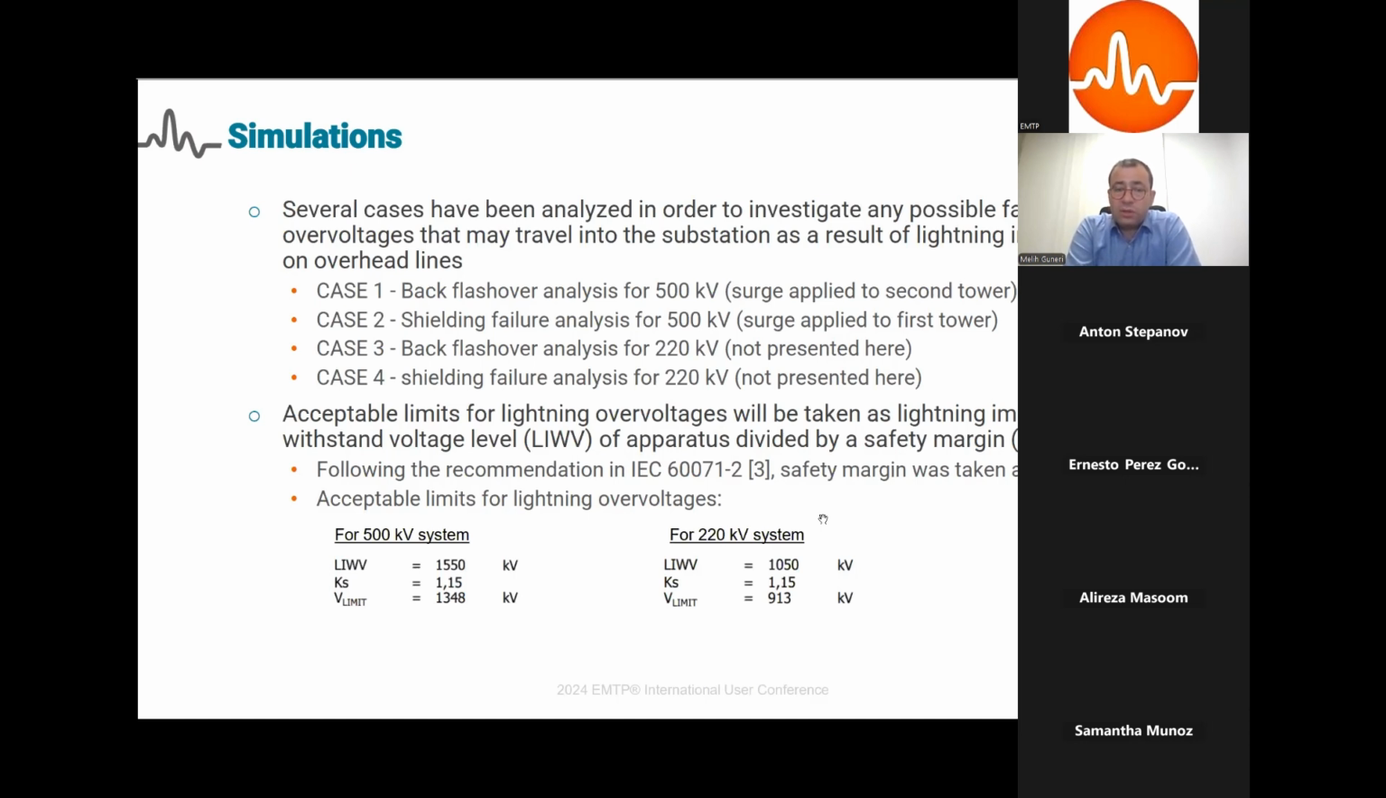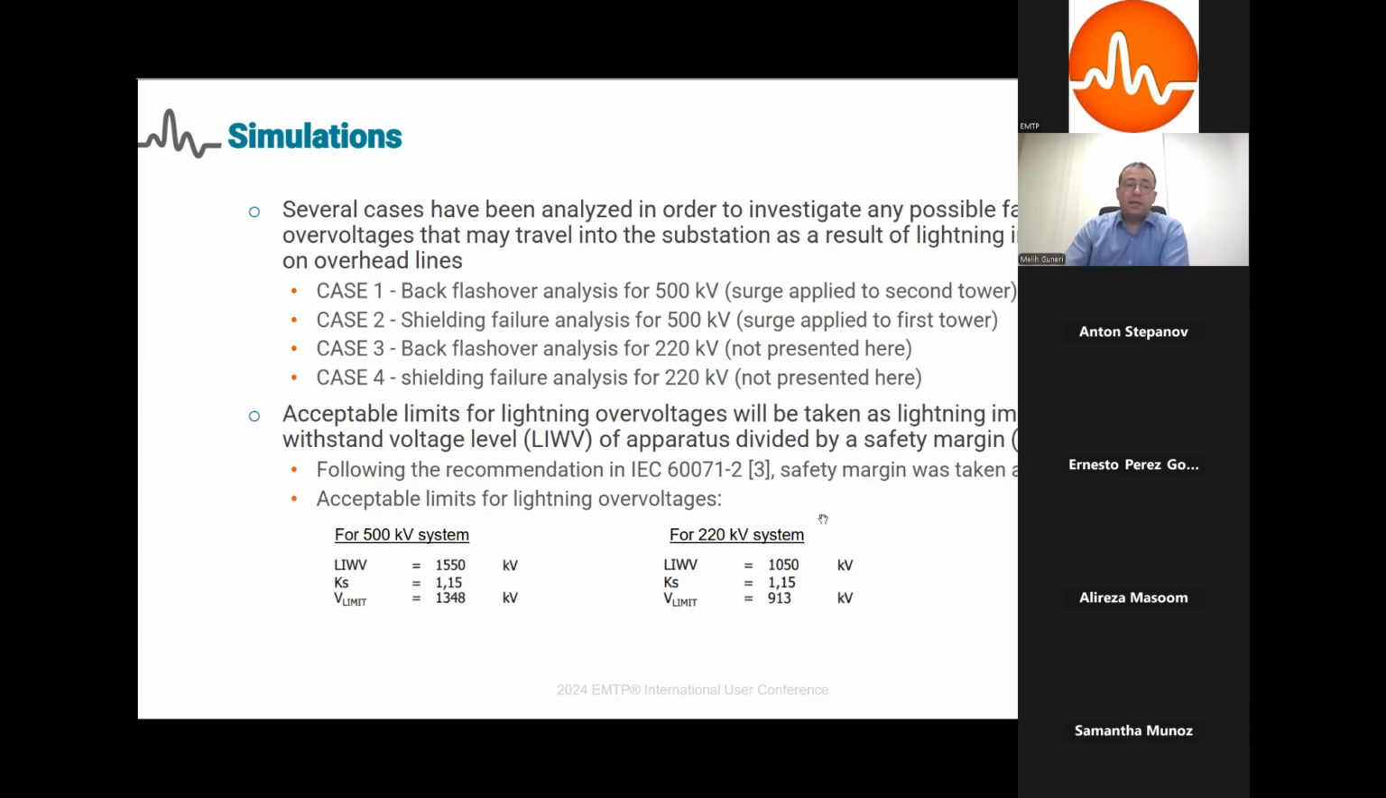And before going further into the simulations, we need to specify the acceptable level of overvoltages for the auto transformer or for any high voltage apparatus. Of course, it would not be logical to use the maximum acceptable value for the apparatus, that's the lightning impulse withstand voltage level; it should be divided by a safety margin as specified in IEC. This value is recommended as 1.15, so we have followed this value.